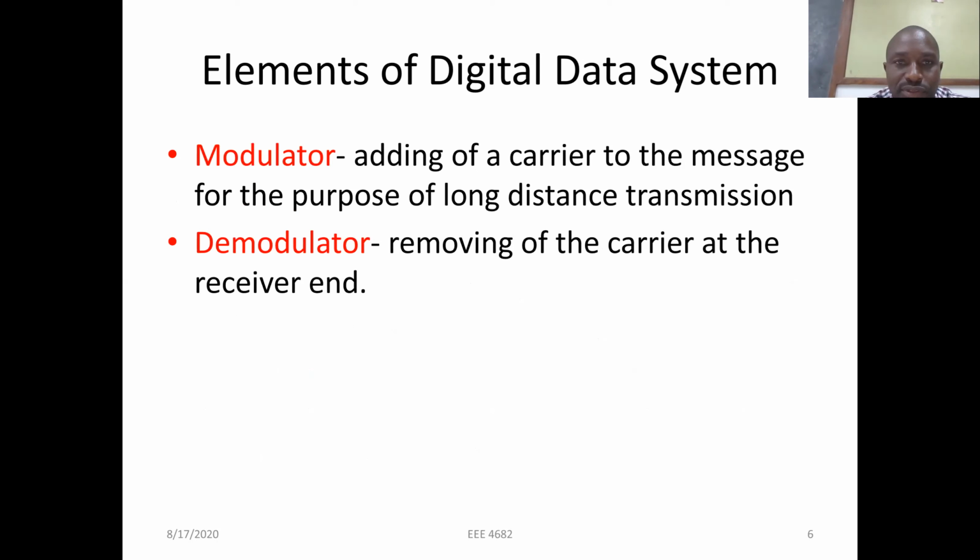Then next we've got the modulator, which basically adds a carrier to the message for the purpose of long distance transmission, and also for the purpose of minimizing noise, and also reducing the size of the antenna. And the demodulator unit will basically remove the carrier at the receiving end. The carrier, which is usually a high frequency signal, will be removed from the message. Then the message will be relayed to the end user in its original format.